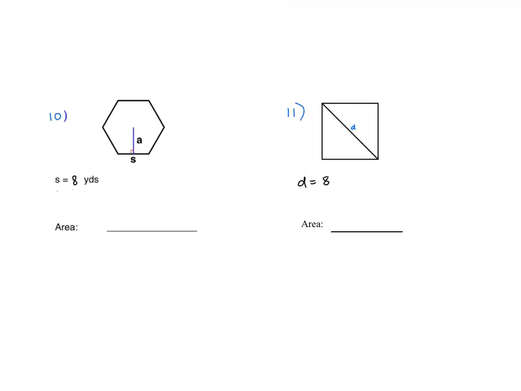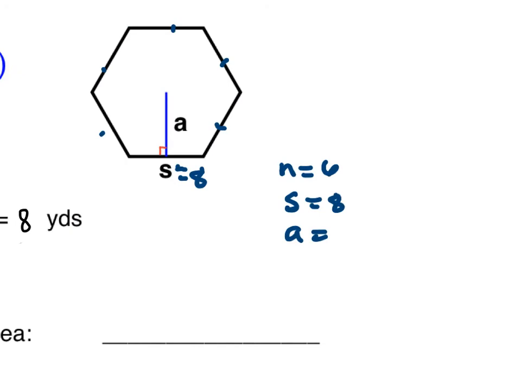Okay, number 10, we're back to 1, 2, 3, 4, 5, 6, a hexagon. All we have is the length of each side being 8. So we don't know the apothem this time. We would have drawn our central angle, which would have been 360 divided by 6. That would have been 60. And then we would have cut it in half, 30, 60, 90. We'd cut the side length in half, so it's 4.